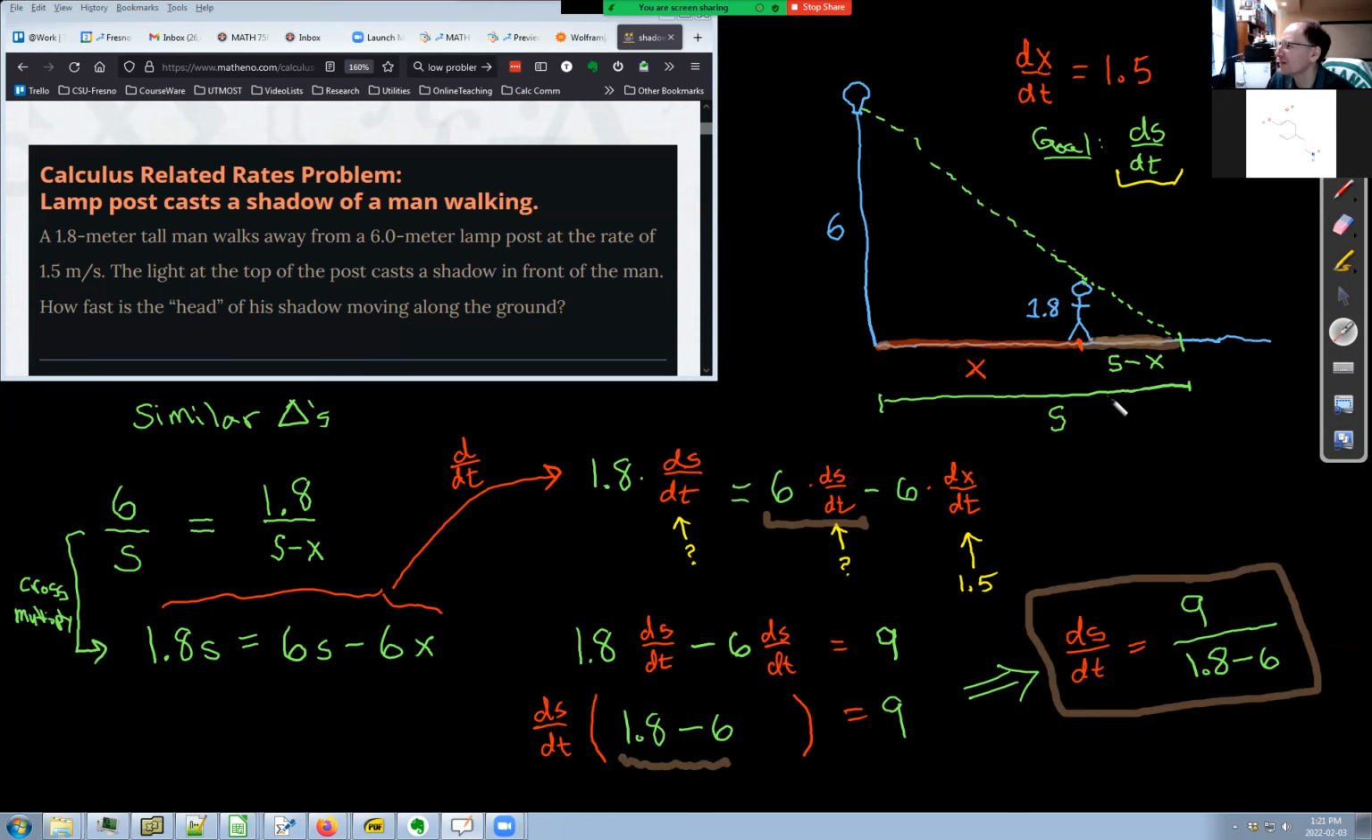So I got a negative, but if I think about the situation, I'm not sure that really makes sense. As the man walks away from the pole, should the tip of the shadow be moving towards the pole? That doesn't make sense. The tip of the shadow should be moving away from the pole, and that means the distance is increasing. This s should be getting bigger. So the fact that this is a negative really freaked me out. But I see I made an algebraic error right here. See this negative sign? That was -6 times 1.5.